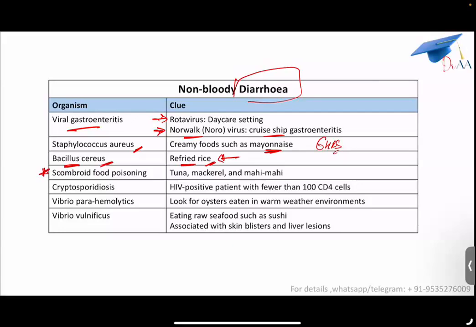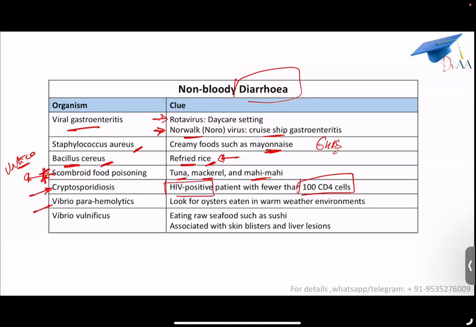Scombroid food poisoning we'll again discuss in the chapter of dermatology, because it produces a rash which is very much similar to urticaria. But here there is an intake of seafood, especially tuna or mahi-mahi fish. They're prone to cause scombroid food poisoning. There is a classical image which we will show you in the dermatology chapter. Cryptosporidiosis is seen in immunocompromised persons, especially HIV positive. Whenever the CD4 count is less than 100, always think of cryptosporidiosis.